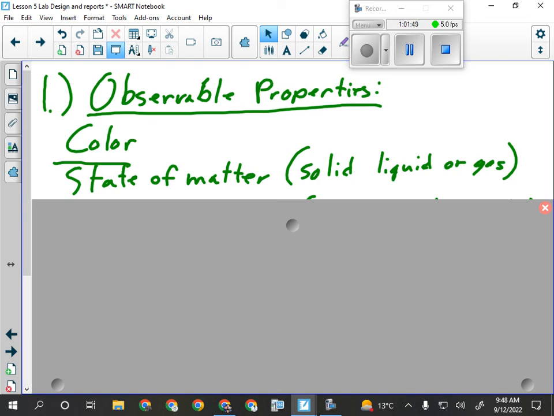And its state of matter. So is it solid? Is it liquid? Or is it gas? What will that tell me? Or what could it tell me? If it's a liquid, I know it's molecular. So that's one observation that's pretty important, pretty valuable. If it's a solid and it's crystalline, it's probably ionic or molecular.